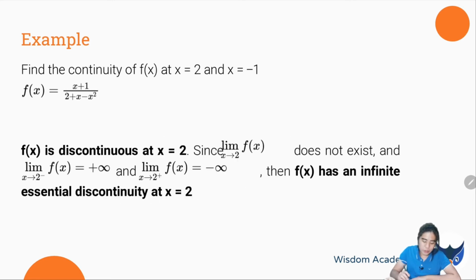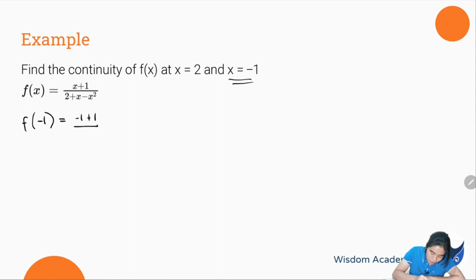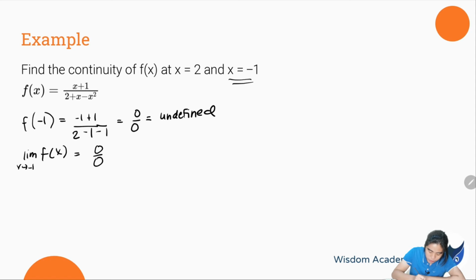So now, we will solve for its continuity at x equals negative 1. So, first, substitute muna natin yung values sa function. So, f of negative 1 is negative 1 plus 1 over 2 minus 1 minus 1. This will be equal to 0 over 0. So, undefined. So, ganun din, hanapin natin yung limit ni f of x as x approaches negative 1. So, this will be equal to 0 over 0 since nasolve natin yun dito sa f of negative 1.